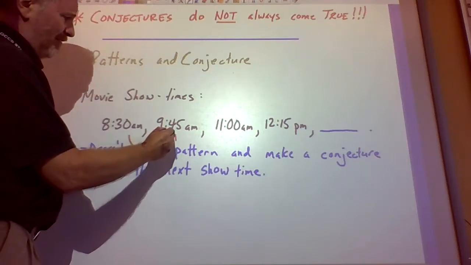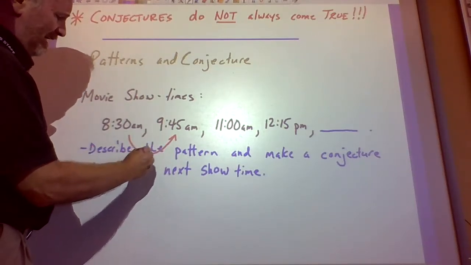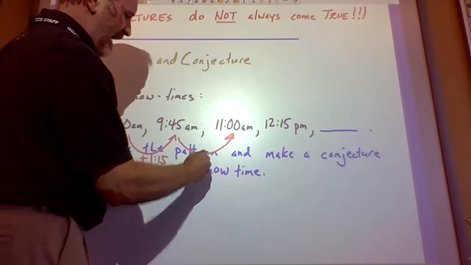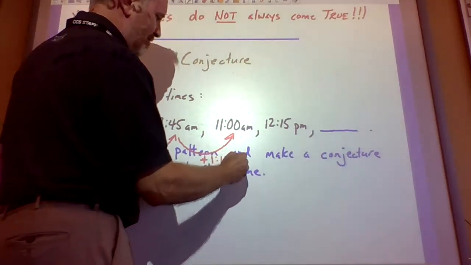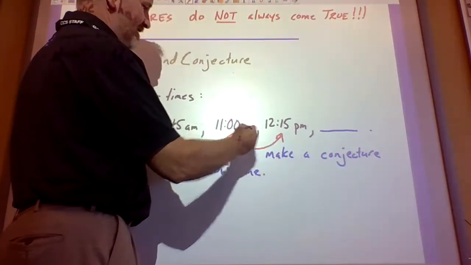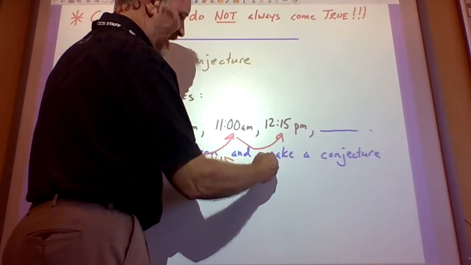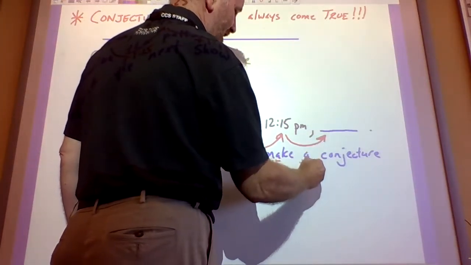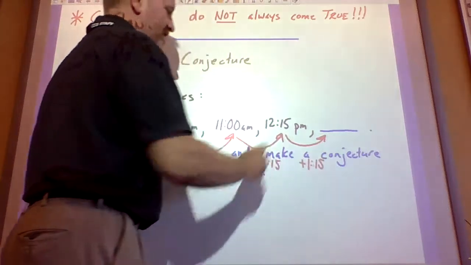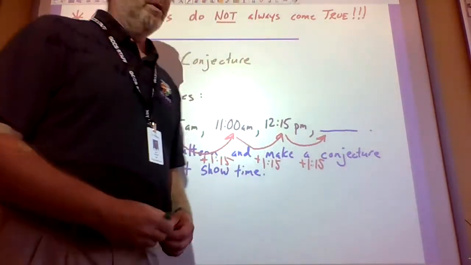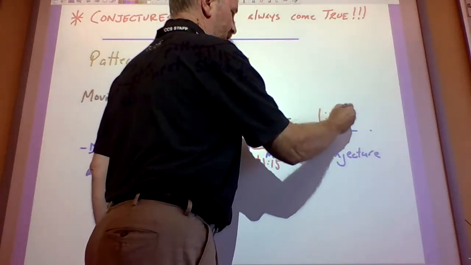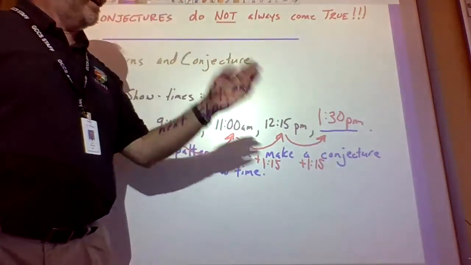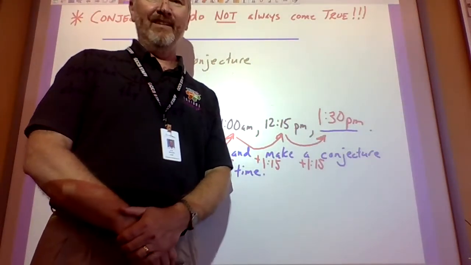From 8:30 a.m. to 9:45 a.m., that would be adding an hour and 15 minutes. Same thing here. From 9:45 to 11, that would be adding an hour and 15 minutes. And then 11 to 12:15, that's probably the easiest one to see. That's definitely adding an hour and 15 minutes. So hopefully you saw that pattern and you added an hour and 15 minutes to 12:15, and that would put you at 1:30 p.m. All right, so notice a little pattern, you make a prediction, and hopefully that was your conjecture, 1:30. All right, let's move on.